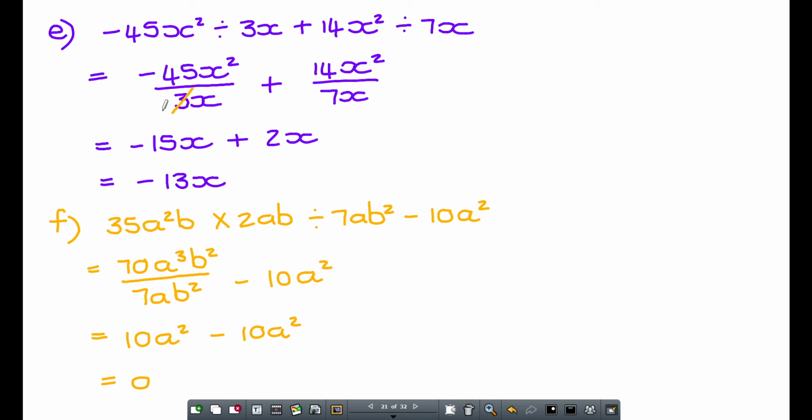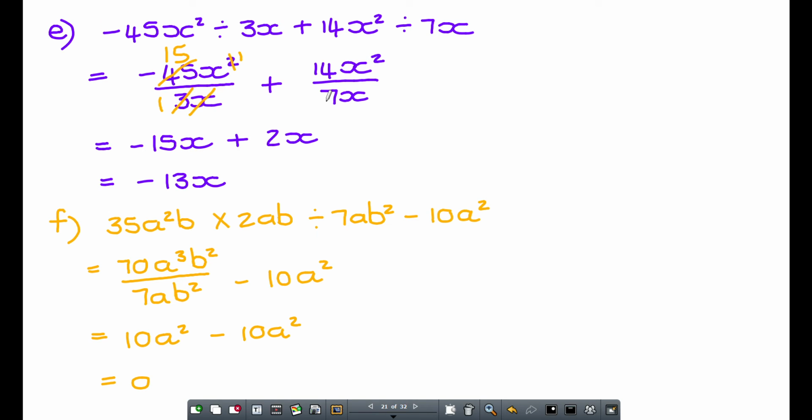3 will go in once, and 3 will go in there 15 times. And then I can take x at the bottom, which means I can take one of those x's at the top. So over here, I'm left with minus 15x to the power of 1, or just minus 15x. You guys all fine with that?